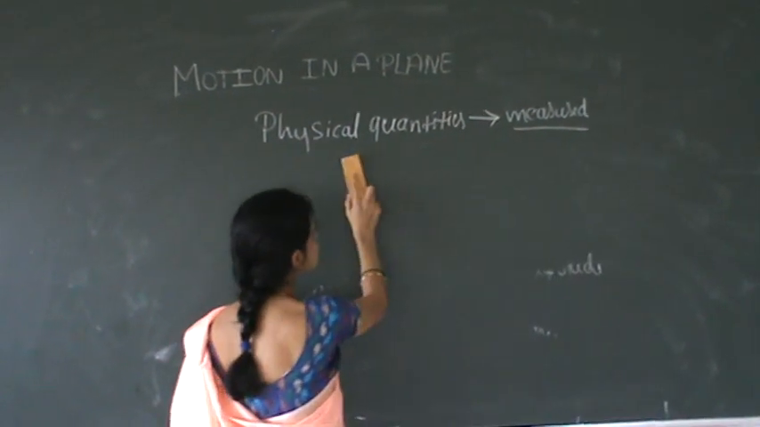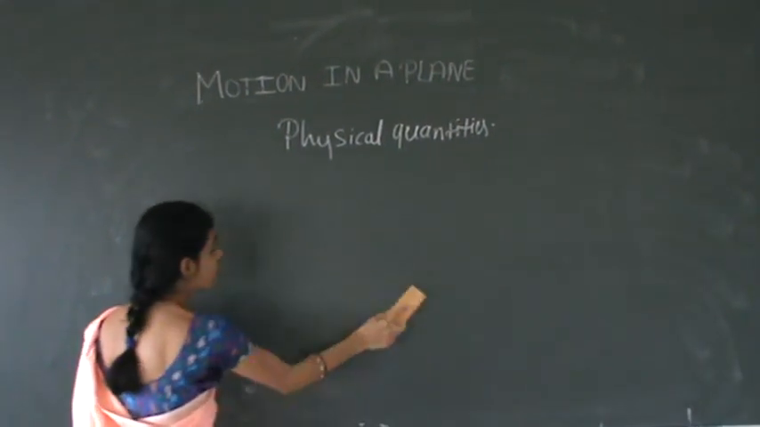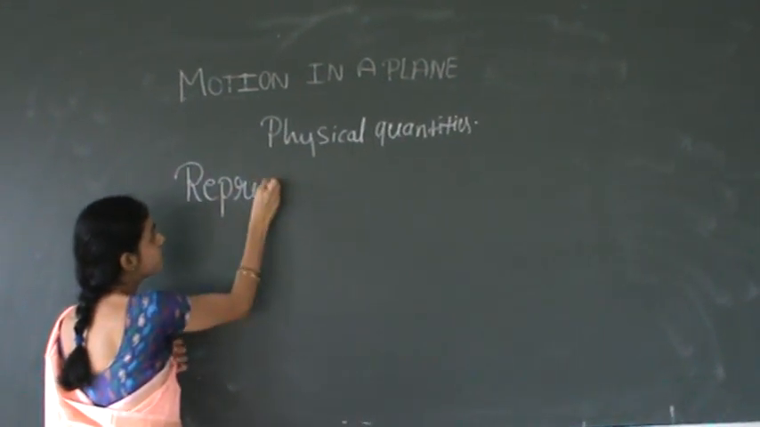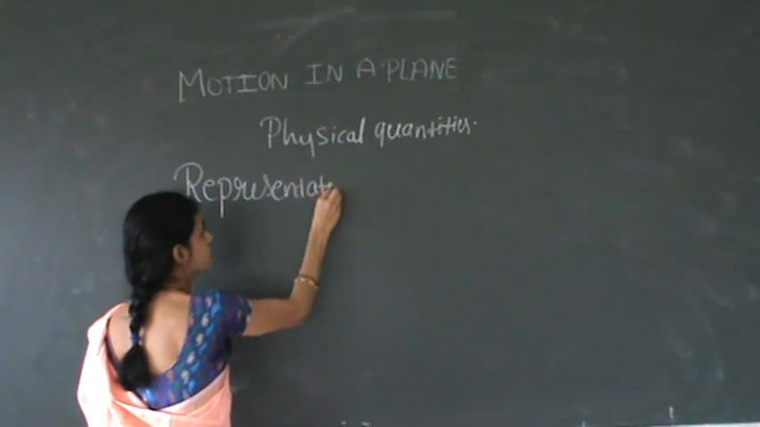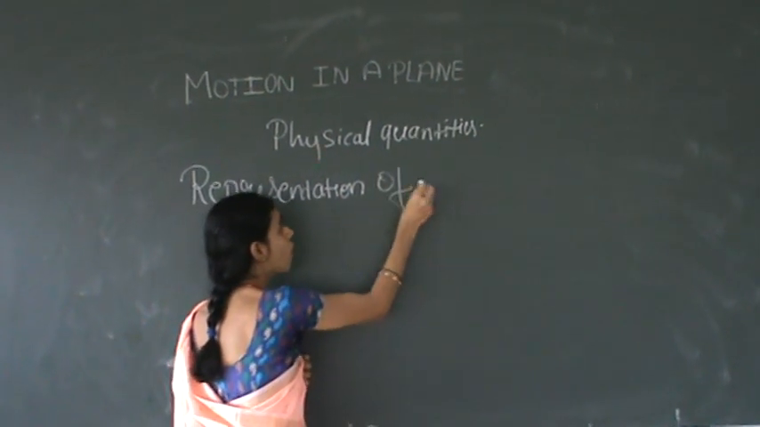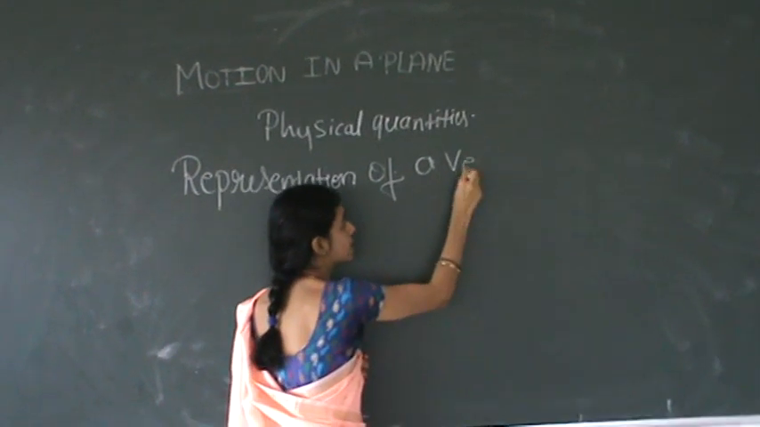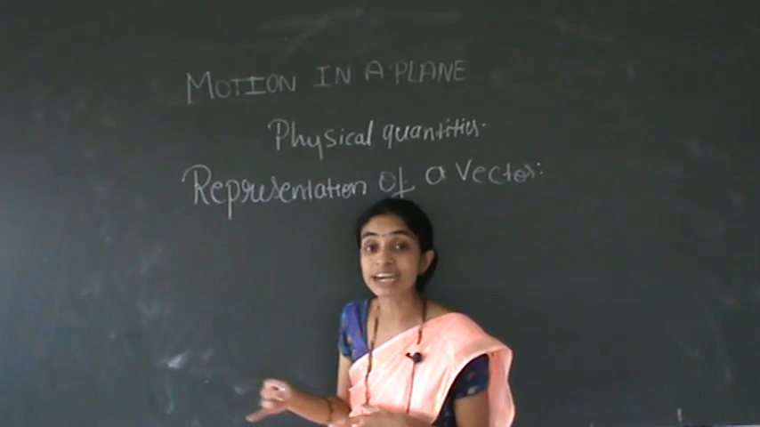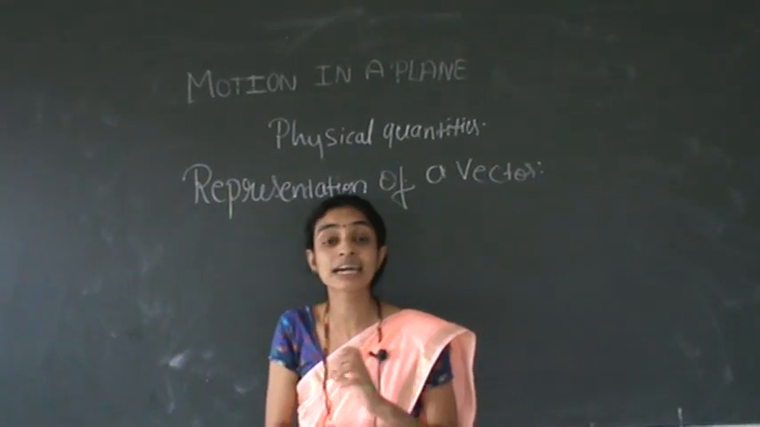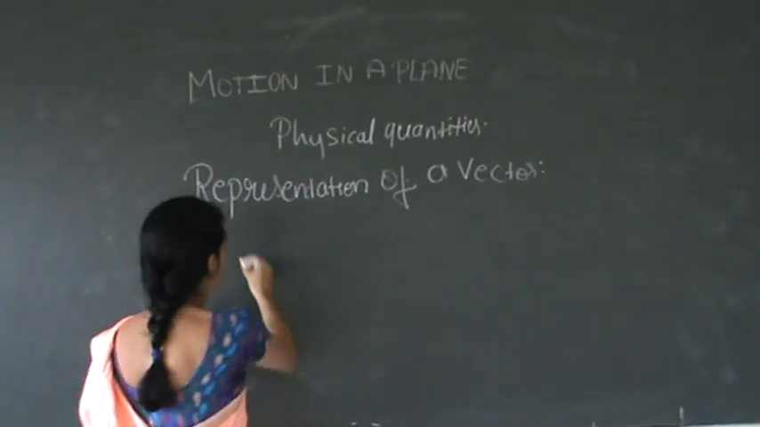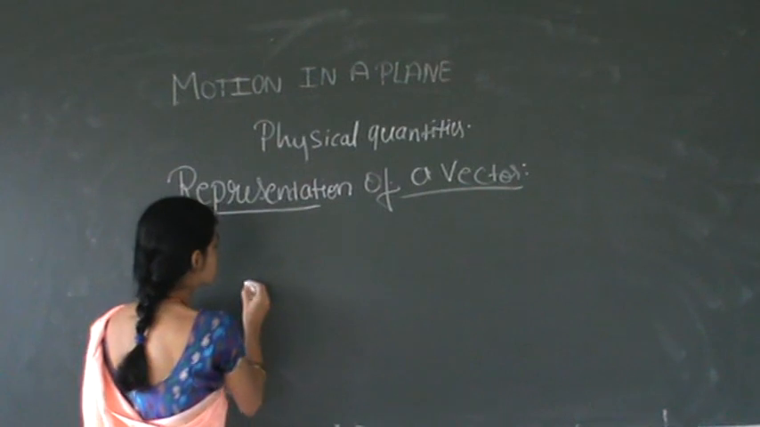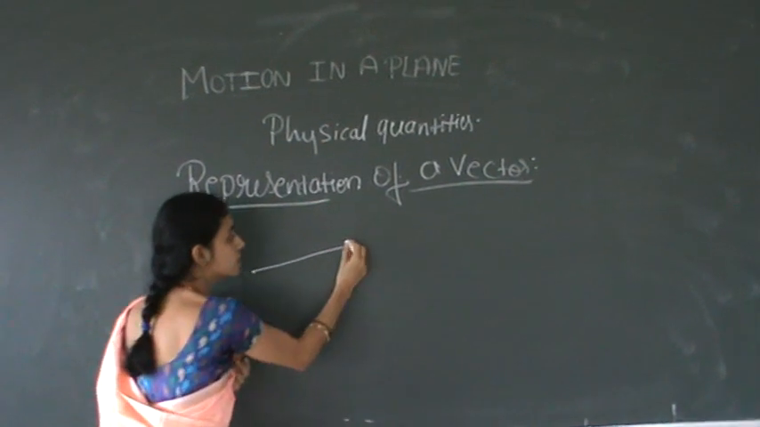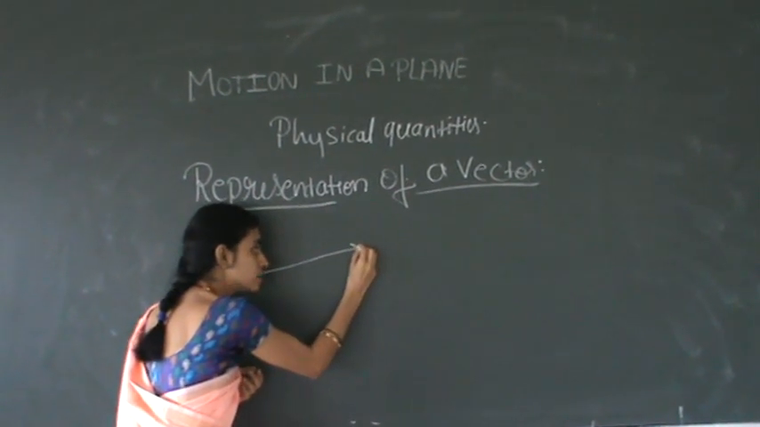The representation of a vector. A scalar has no notation, but to differentiate a vector from a scalar there is a notation. That is, you should draw a straight line segment. Draw one straight line. Next, it ends with an arrowhead.